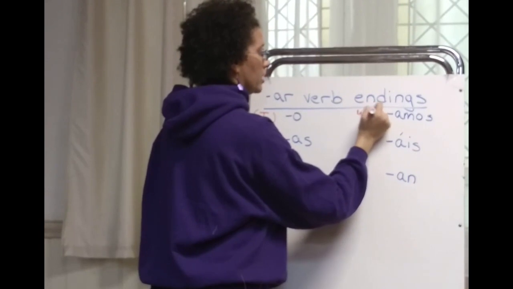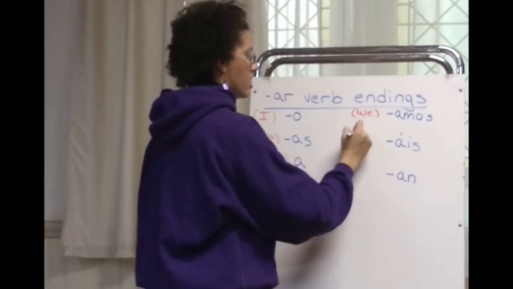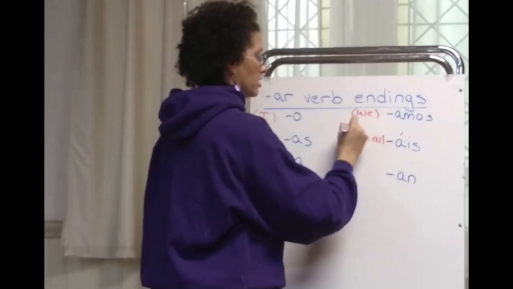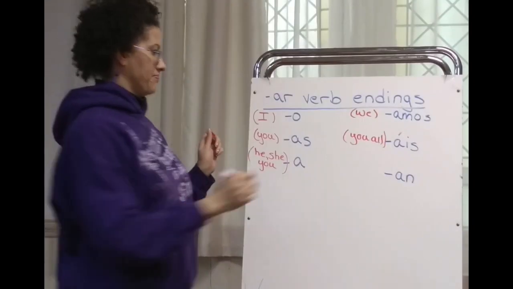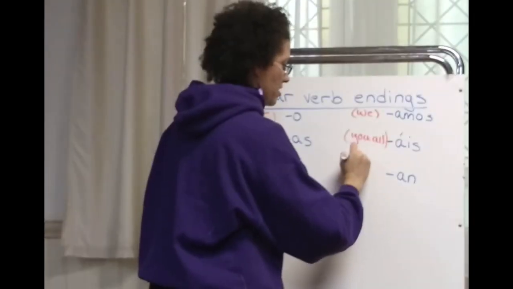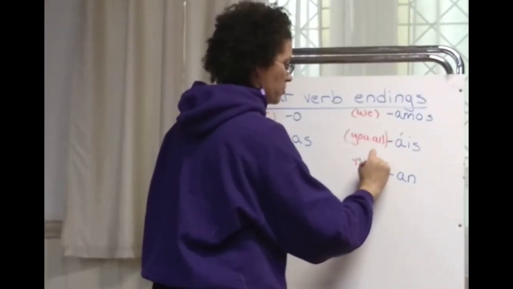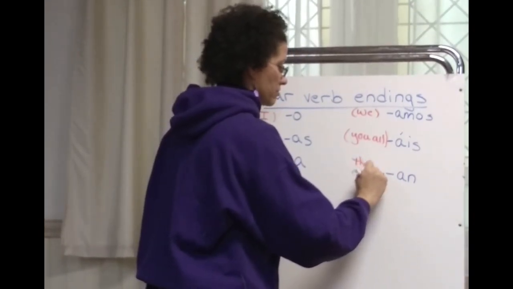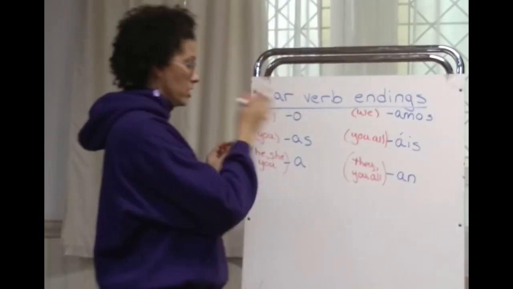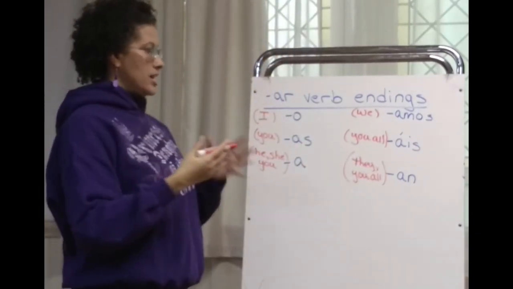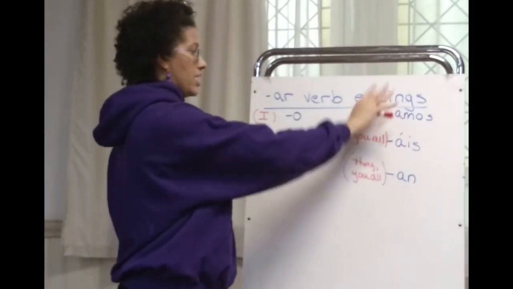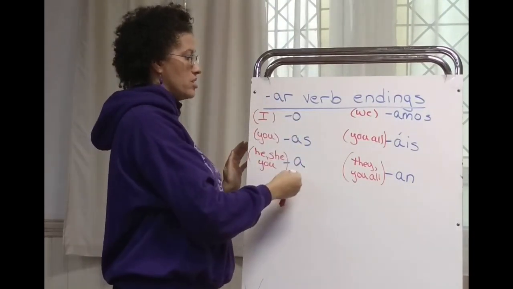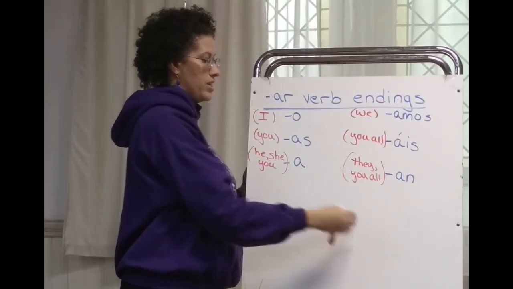Amos is for we. Who's doing the action there? We are. Ais, you all. Or as I usually say, y'all. And the an ending is for they. That's both masculine and feminine. And it's also for you all. Okay, so these are the people who are doing the action in these verb endings. On the right side here, this is all plural. On the left side, it is all singular. This is why I use this format, 1, 2, 3 here, and 1, 2, 3 there.